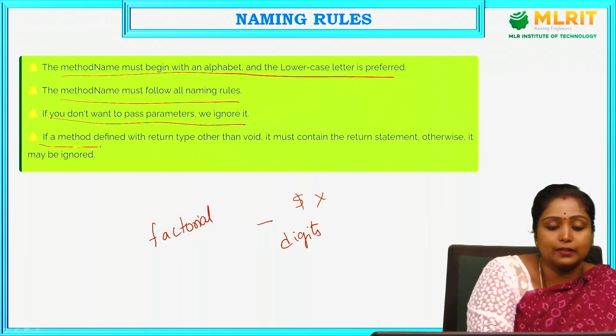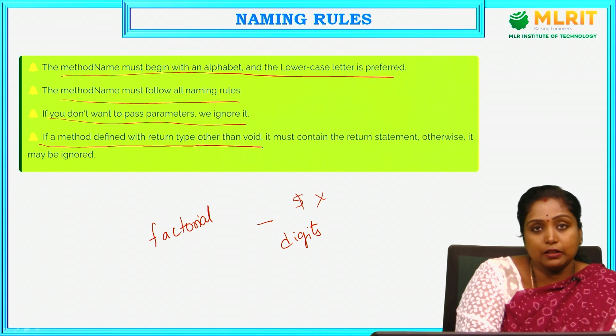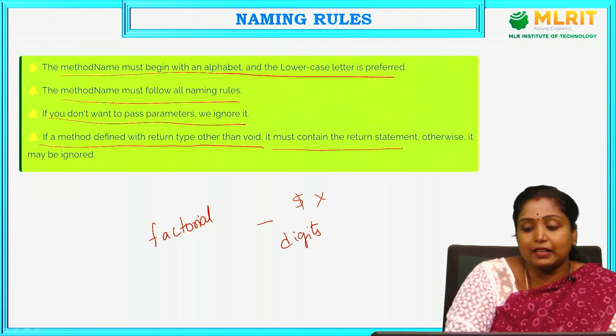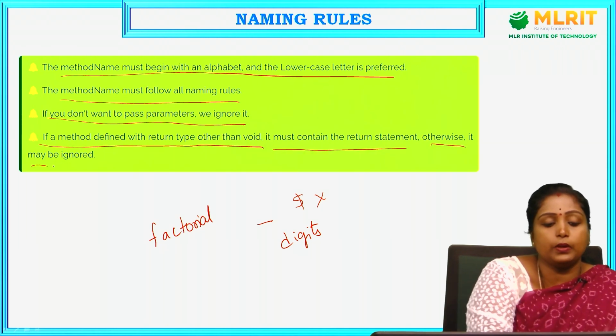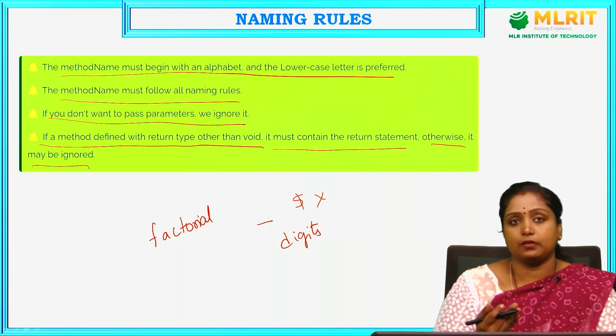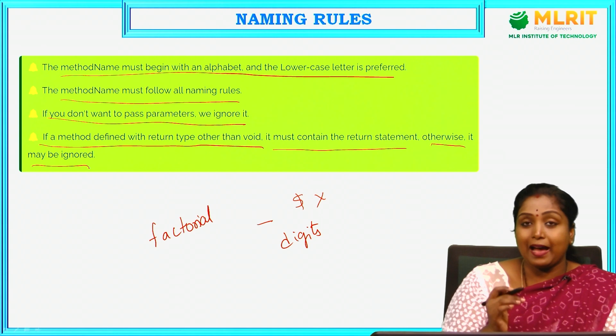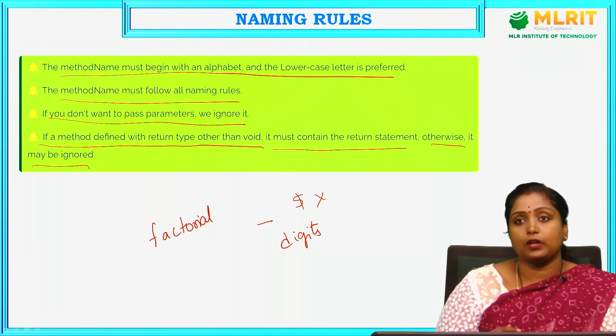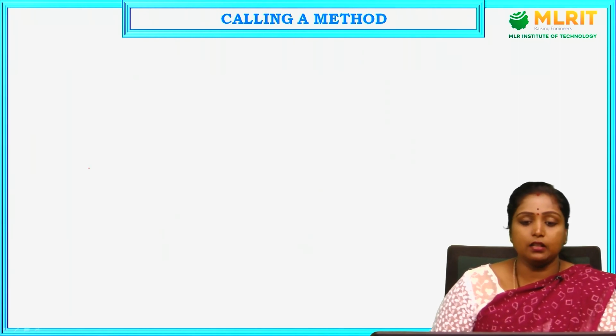And if a method is defined with a return type other than void, it must contain a return statement, otherwise it would be ignored. If you are returning something, you have to return a value. It has to have the return statement in the block of code, else it is ignored. So these are the naming rules.